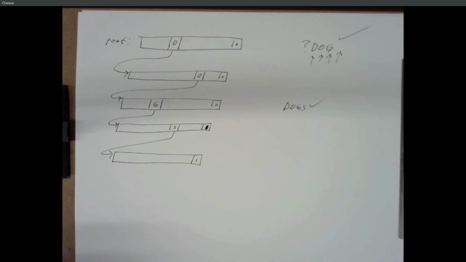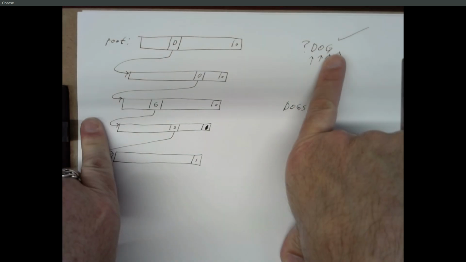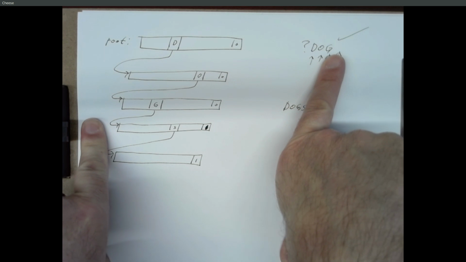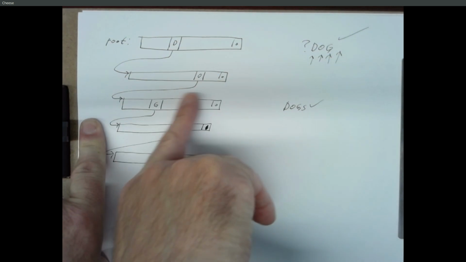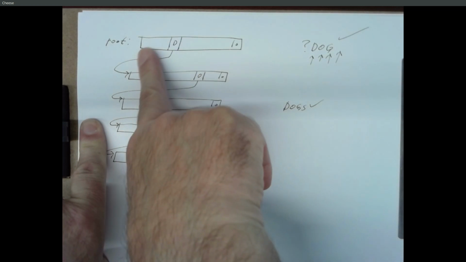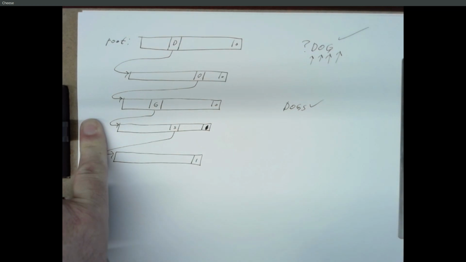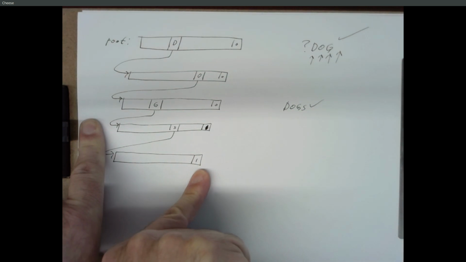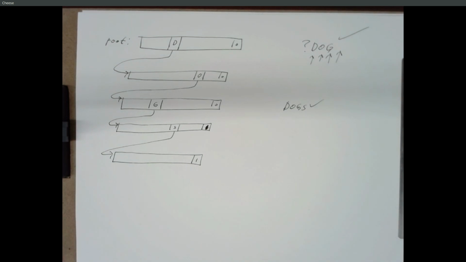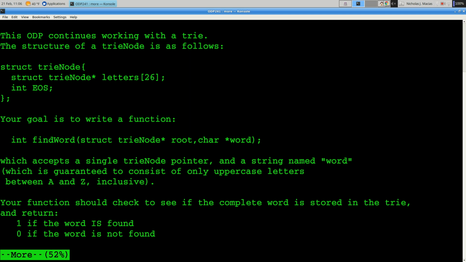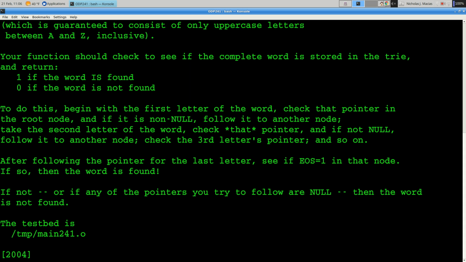So it's a loop, right, for i equals 0 to length of your string minus 1. And inside that loop, just follow these pointers. If at any point you follow your pointer to a null, just return 0. If you get to the end of the loop, see if the node you're pointing at has end of string set to 1. If it does, return 1. Otherwise, return 0. So that is described in here. That's what all of this is saying.